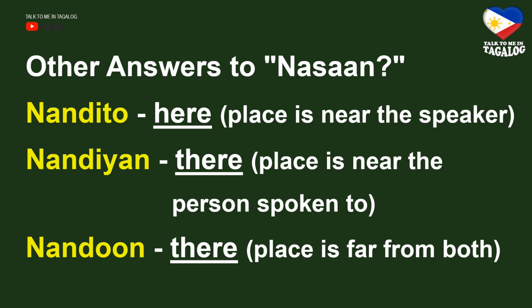Nandito, meaning here. Nandito is used when the place is near the speaker. Nandyan means there. It is used when the place is near the person spoken to. Nandoon also means there, but nandoon is used if the place is far from both the speaker and the person spoken to.